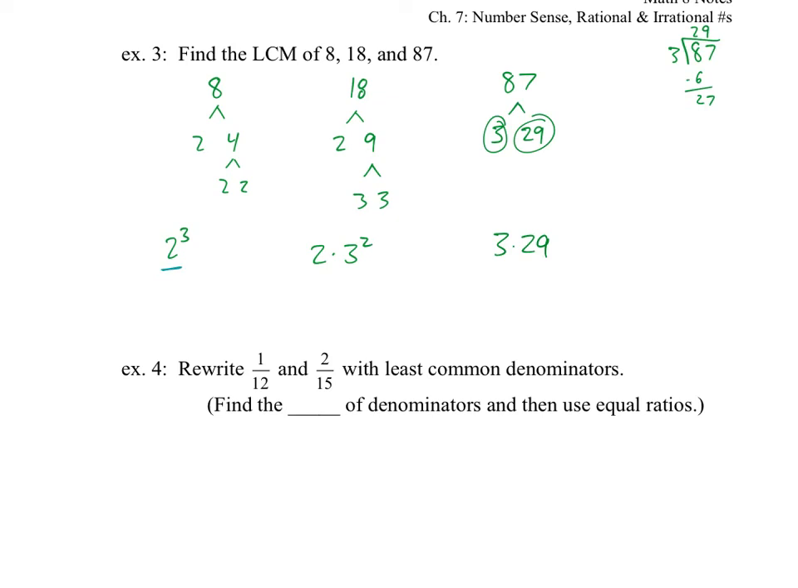So now if we want to figure this bad boy out, if I look at my 2, I have that and that. So I keep my 2 to the third. Then I have a 3 squared and a 3, so I keep my 3 squared. And I keep my 29. So 2 to the third times 3 squared times 29. If I punch that in, it gives me 2,088. So final answer, 2,088.